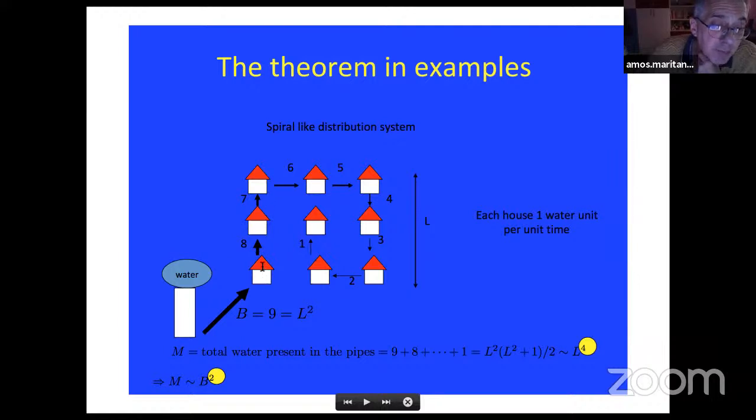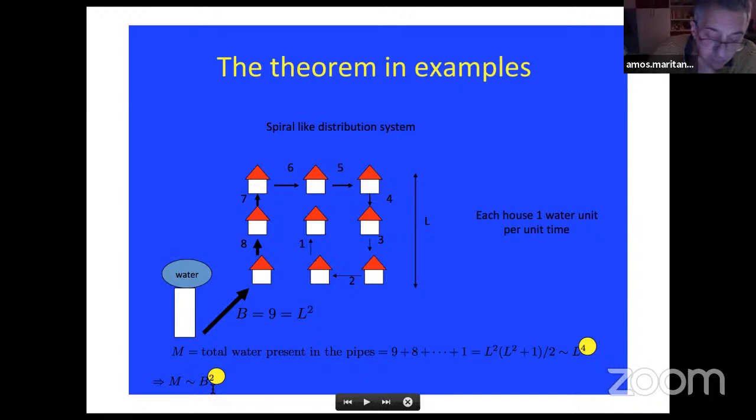So overall in the pipes you have 8 plus 7 plus 6, and overall, while the metabolic rate is 9, which is 9 units of water per day, the total mass is the total mass present in the pipes. And if you sum 9 plus 8 plus 8, what you get is approximately L to the 4. If L by L is the size of the town, L squared is the metabolic rate, the number of units of water consumed per day, whereas L to the 4 is the total water present in the pipes, or the number of waiters going around the tables. And so if you put the two things together, the mass scales like the metabolic rate squared.